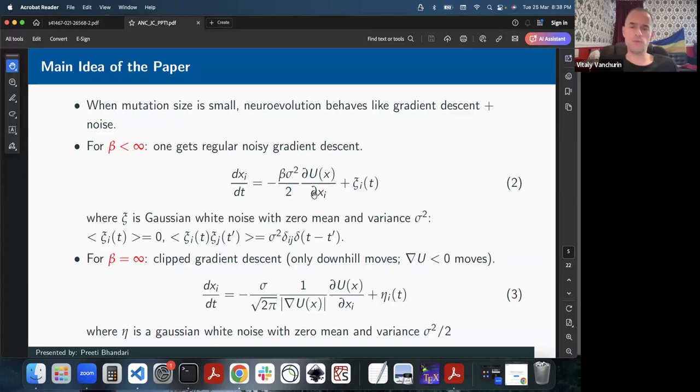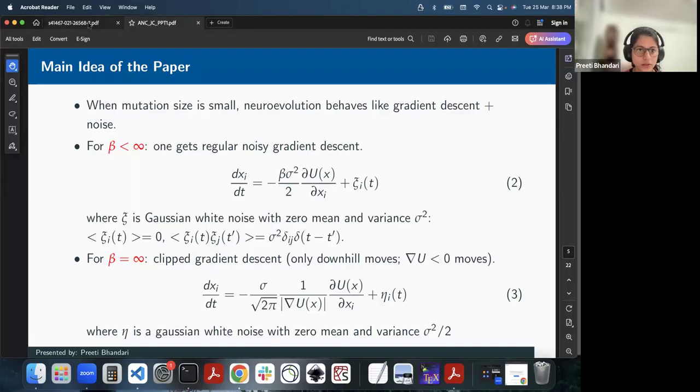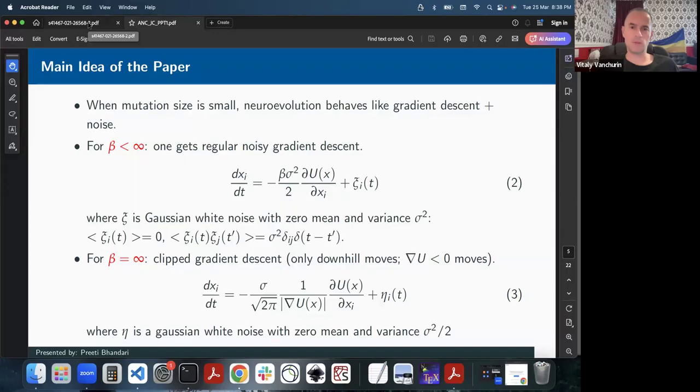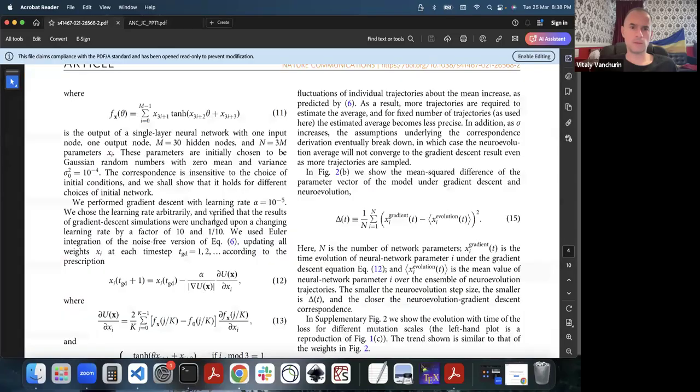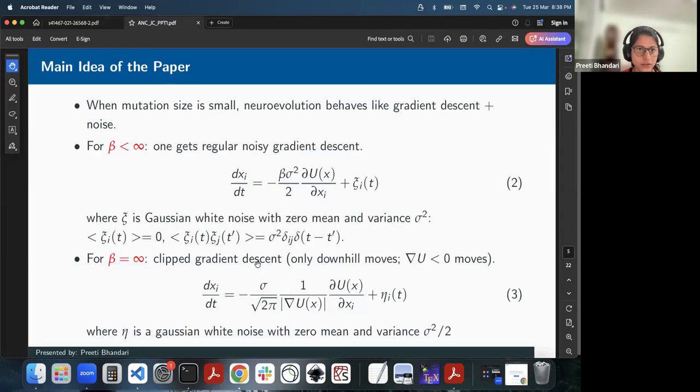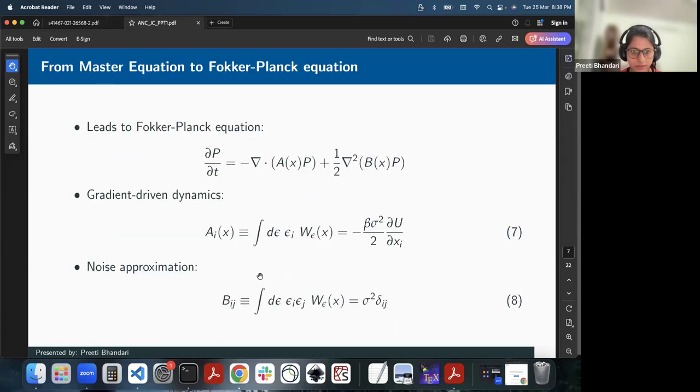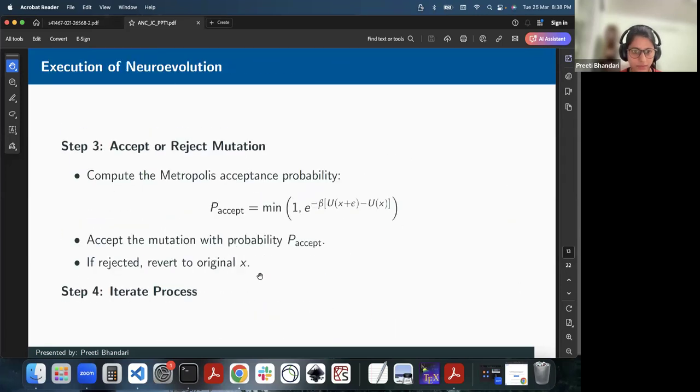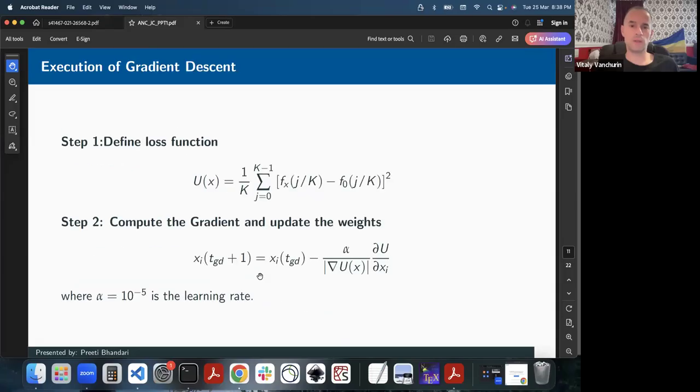Sorry, was beta defined before? Did you say what beta is? I understand that beta is the inverse temperature, but for that you need to define some kind of ensemble, so how do they define beta? So basically, just a second. Like in neuroevolution, what is beta, right?